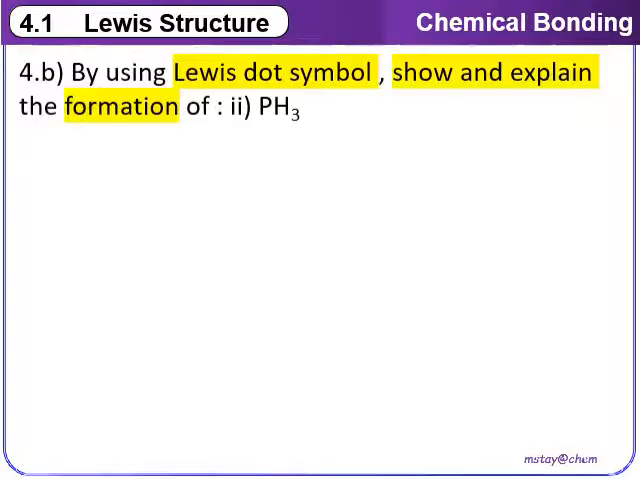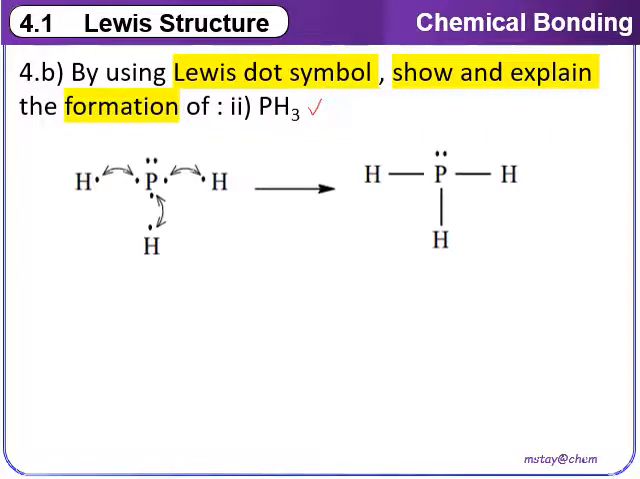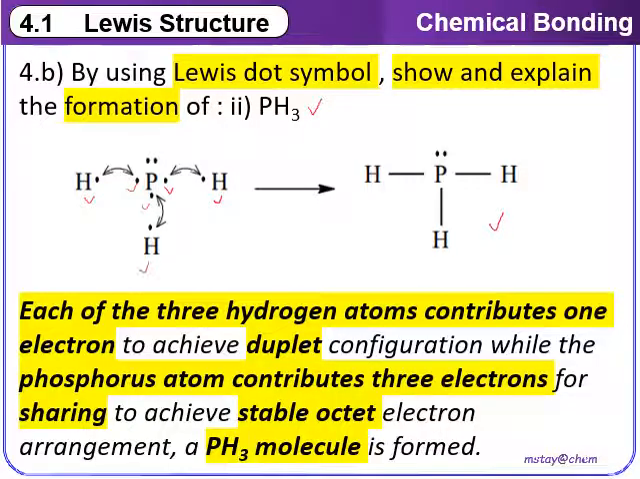Question number 4b. This time we are going to choose to draw the Lewis dot symbol for PH3. In this case, we can see each of the hydrogen atoms is going to share 1 electron with phosphorus, while phosphorus will contribute 3 electrons to share with the hydrogen to form PH3. This is the structure. Now let's look at the explanation. Each of the 3 hydrogen atoms contributes 1 electron to achieve a duplet. Do keep in mind, if it is related to the hydrogen atom, we are going to use the term duplet.